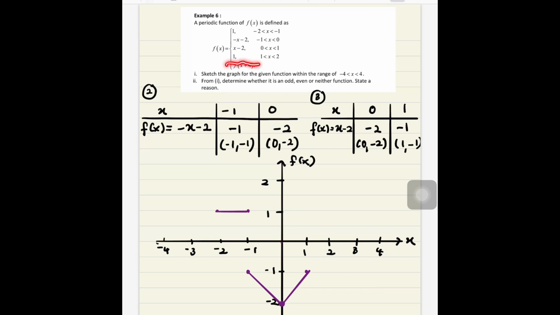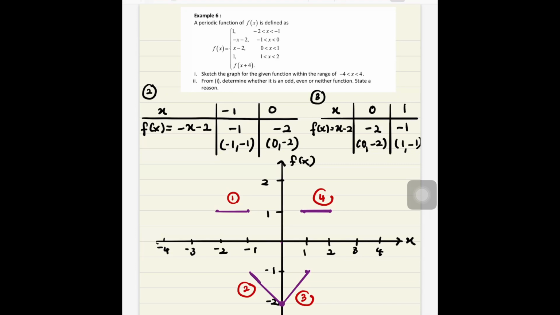The last one is this one. Between 1 and 2, your f(x) is always 1, so you will have another straight line here. If I number them, this is the first function, the second one, sorry, this is -1. You just consider it to be straight. So this is my second function, the third one, and the last one.